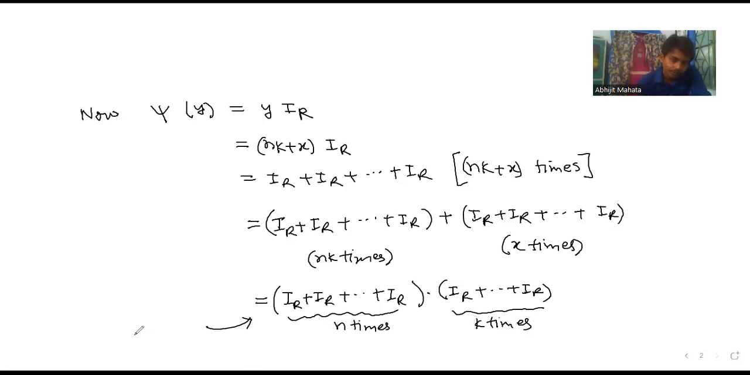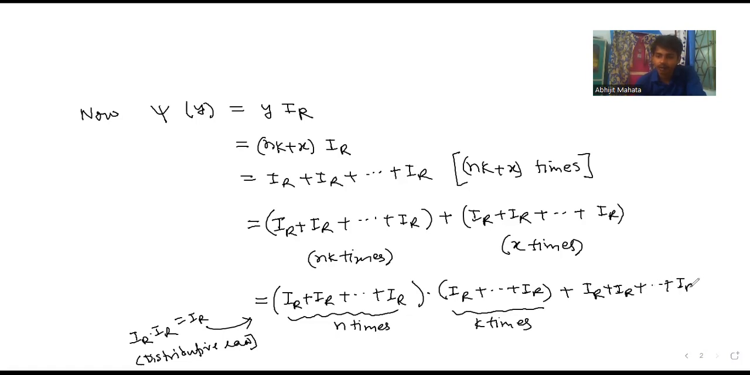Because here it is possible, because you know IR, if you multiply with IR, then you will get IR. And you know the distributive law. Also use the distributive law of ring. These two things, IR into IR equal to IR. So basically here we can write that IR you can replace by IR into IR. Then if you go to the distributive property, then this above expression you can write down, or you can replace the product with this type of expression, right? And here what we are getting, IR plus IR plus dot dot dot dot I of R, x times.